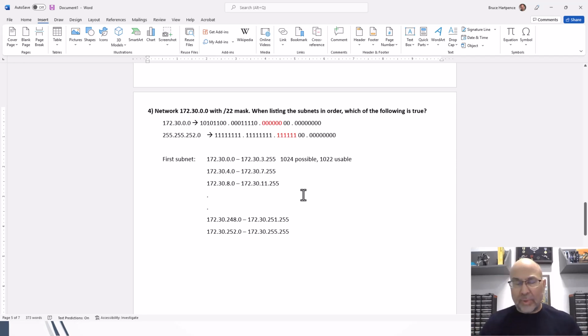Another way to do that would be to convert 1023 to binary and put that in there. But whatever way makes sense to you, right? We've done a couple of ways. That would be our first subnet. Well, what's the next subnet?